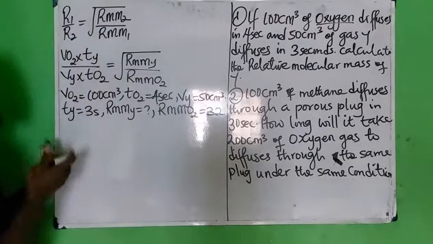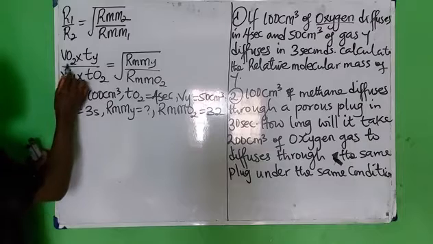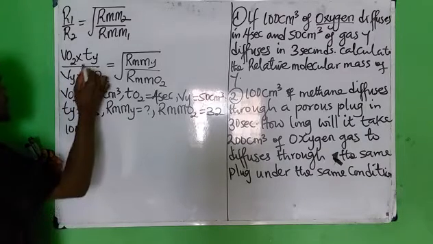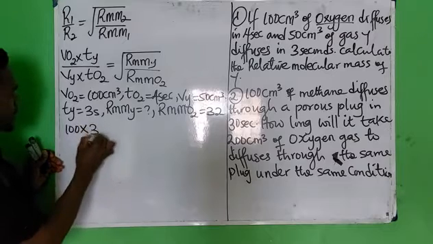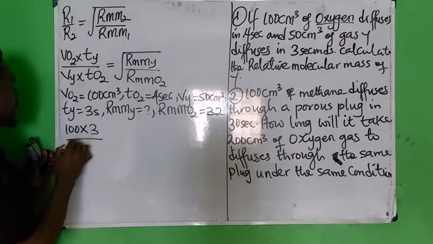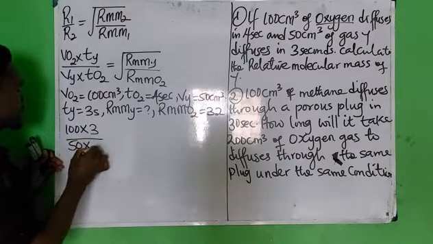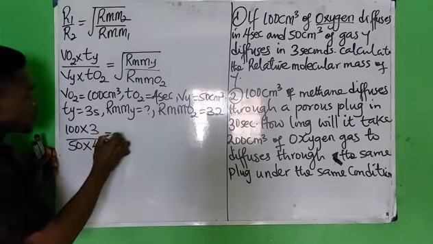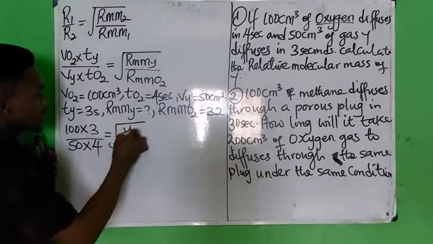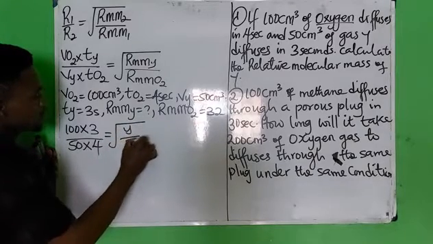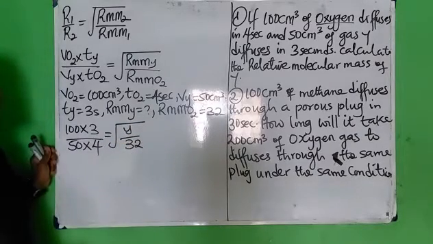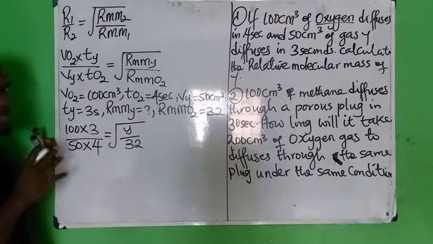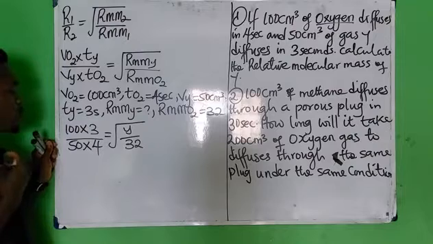So with this, you're almost done. Slot in your parameters, you solve. Very easy. Volume of oxygen is what? 100 times time of Y is 3. Volume of Y is 50. Then time of oxygen is what? 4. Then equals, we are looking for Y over what? Relative molecular mass of oxygen, which is 32. So, let's cancel out for easy work.